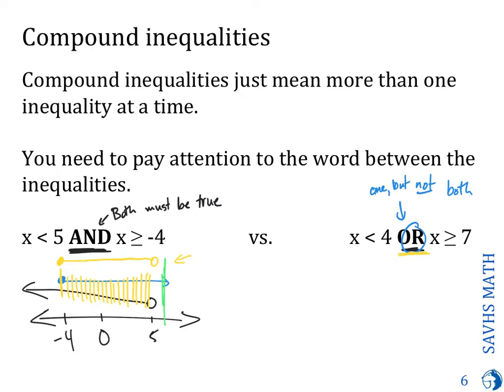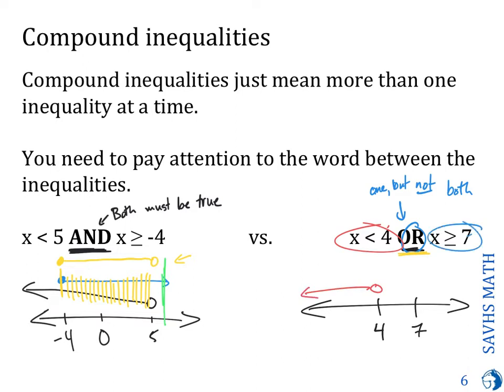On this one, one needs to be true, one or the other, but not both. Again, we're going to draw our number line and sketch what this would look like. Here's where 4 is, here's where 7 is. This inequality looks like this, and this inequality looks like this. So where is one but not both true? Well, it's just the parts that are separate.